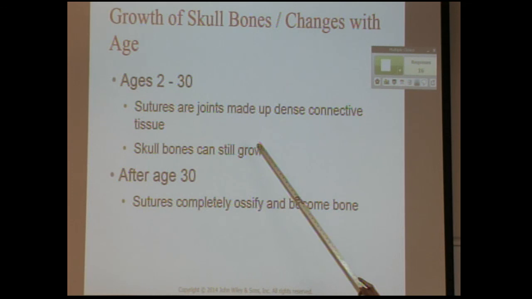So kids, and really adults up to 30, are a lot more resistant to a skull fracture than someone who's older, because it's still that dense connective tissue, so it can absorb some shock without the bone actually snapping. But after you're 30, those sutures become bone. So it just comes bone to bone. It's almost like you have just one skull bone all around, because now it's bone on bone instead of bone, connective tissue, bone. It's kind of cool.